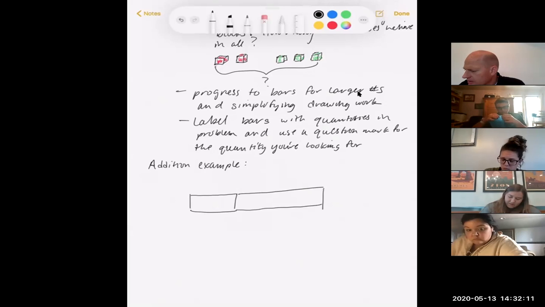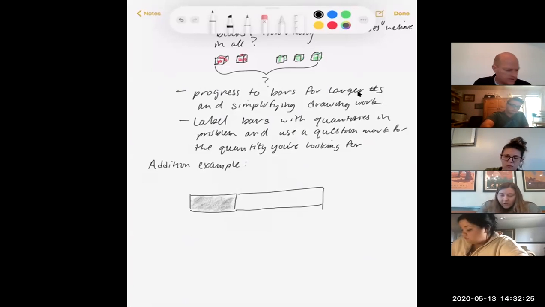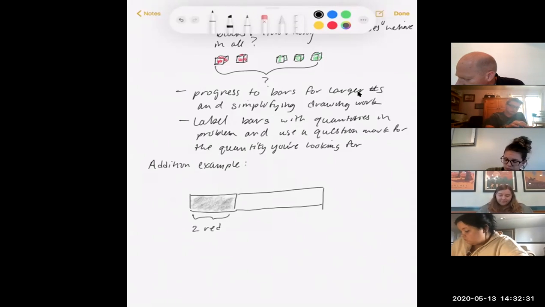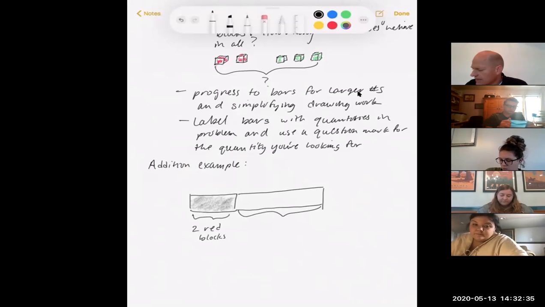And so I'm going to pretend that this is like my pencil. I'm shading in this one here, just to make it a little bit different. You don't have to shade them if you don't want to. Okay. And so we have the first bar represents 2 red blocks. Okay. The second bar is going to be bigger because it is 3 green blocks.